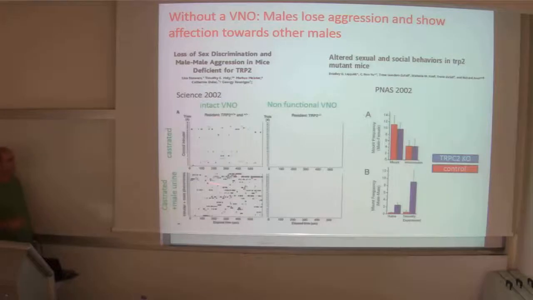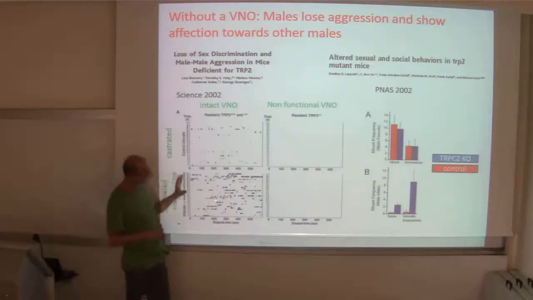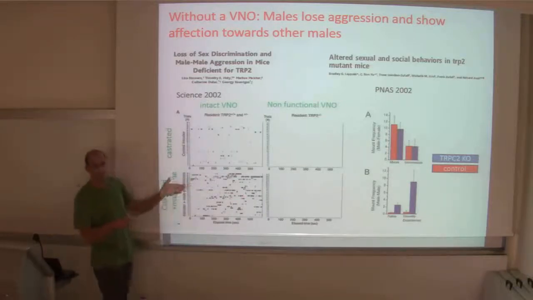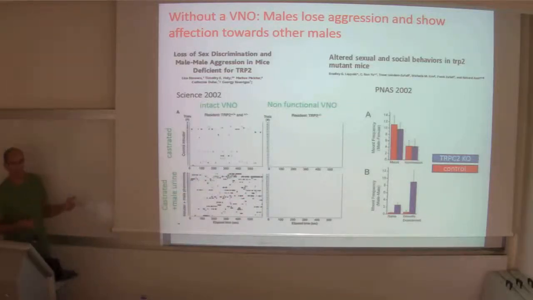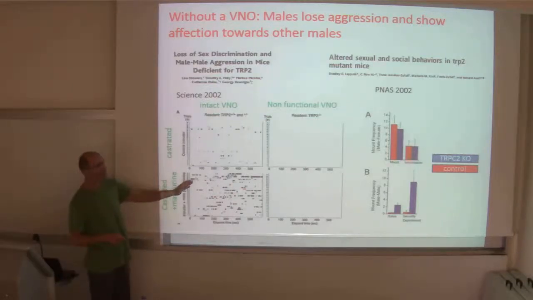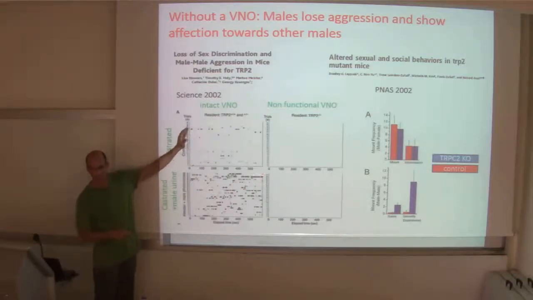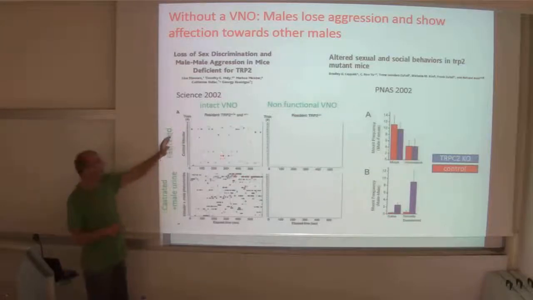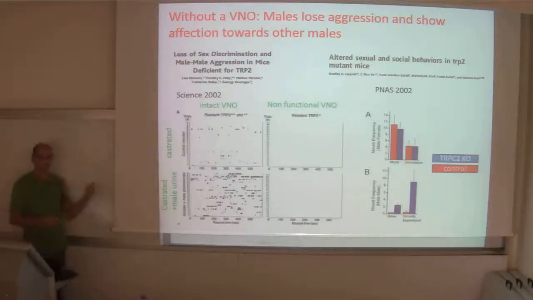And I'm not going to go now over each figure and what it shows, I'll just say that these rasters show the incidence of aggressive behaviors. This is a normal mouse that's aggressive to another intruder male, and this is a knocked out mouse, a mouse with a non-functional VNO that doesn't show the same levels of aggression.